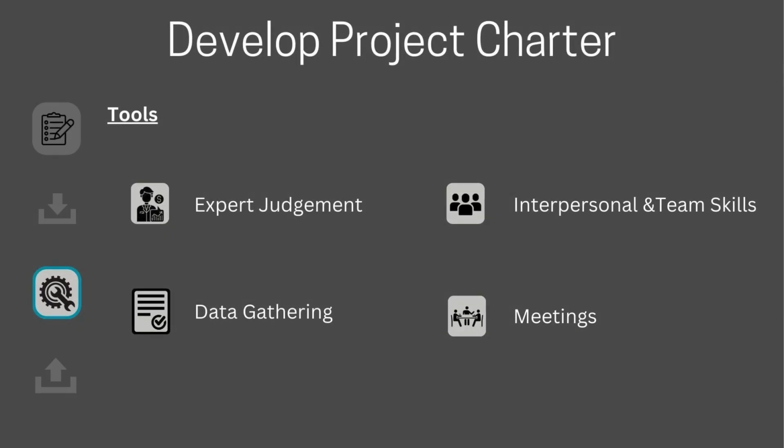To develop the charter, tools such as expert judgment are used. This involves consulting with domain experts who are knowledgeable about the specific area of the project. Their input and feedback are crucial for ensuring the charter reflects the best possible approach to the project. Data gathering involves collecting information from various inputs. This includes the details of the projects we mentioned earlier, along with specific information related to that data gathering.